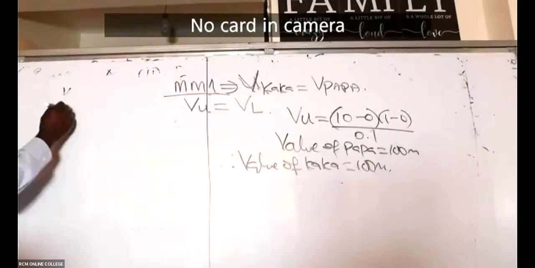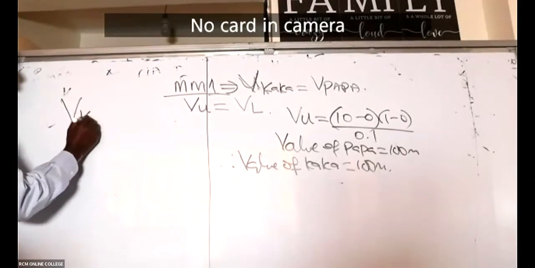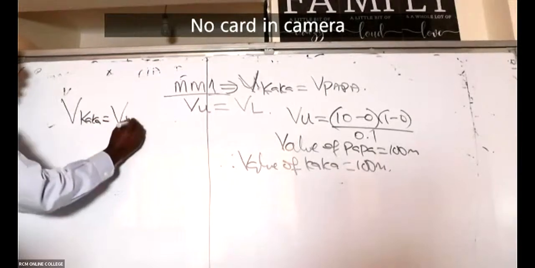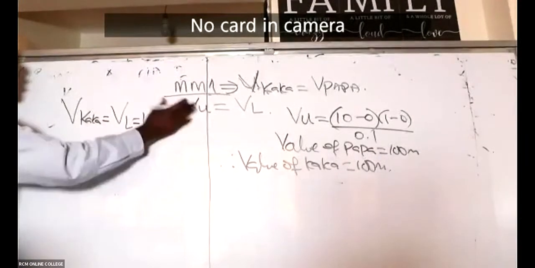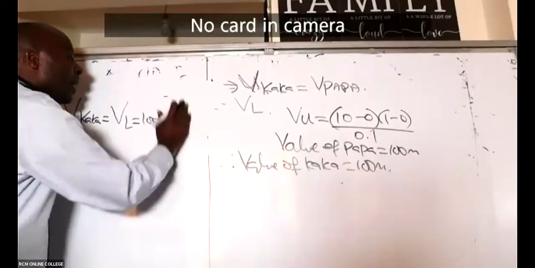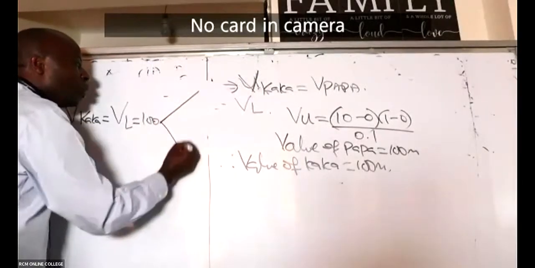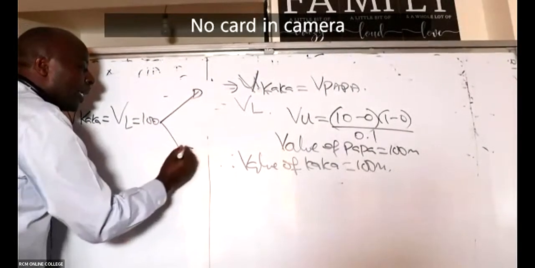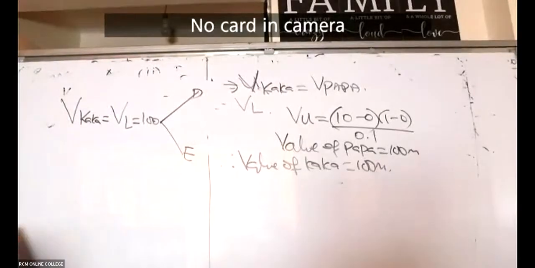And the moment I've been able to get this value of Kaka, which is the same as value of a levered firm, which is 100, we said in our yesterday's class that you must go ahead and expand this to debt and equity. Is there somebody who is able to see the debt of this organization?